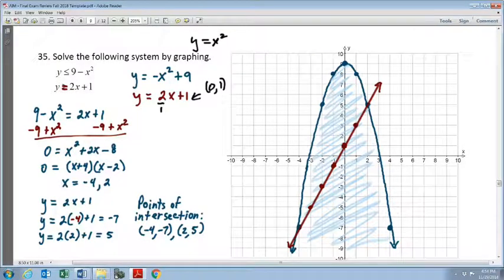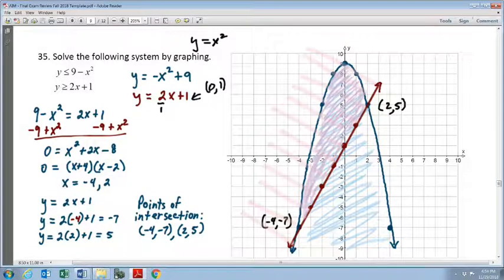Now that's part of my answer because notice it says y is greater than or equal to 2x plus 1. So the equal part is the line itself. If we want to shade where y is greater than 2x plus 1, we want to shade above the line. So let's go ahead and do that. I'm going to put in my points of intersection there. I want to shade above the line. And so finally, our solution is the region that these two areas have in common. So that would be what's in here.